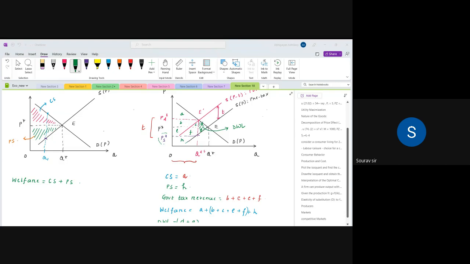But you are not being able to do that because in the post-tax scenario, since production has become costlier, the suppliers have increased their prices, as a result of which demand has also fallen. इसीलिए आपका equilibrium shift कर गया, right? From E to E dash on the left.